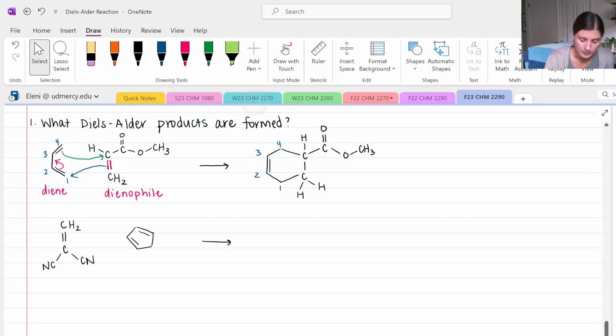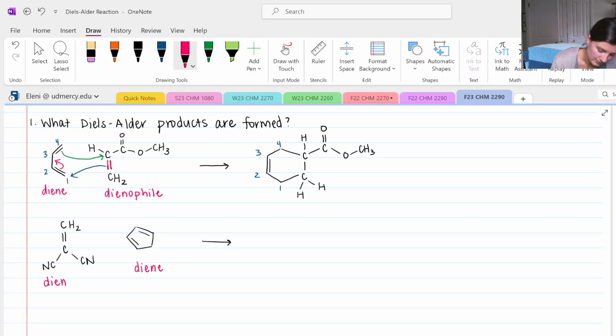In the second example, we will first identify the diene and dienophile. The diene is a ring this time, and then we have our dienophile with two nitrile groups. So when the diene is already a ring, the product that you'll form is called a bicyclic compound because we are forming another ring, but the diene ring doesn't break. So we'll have two rings in the product.